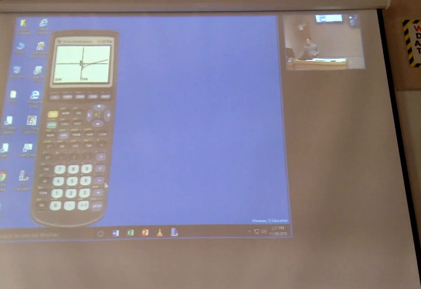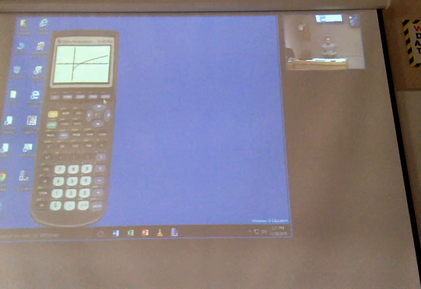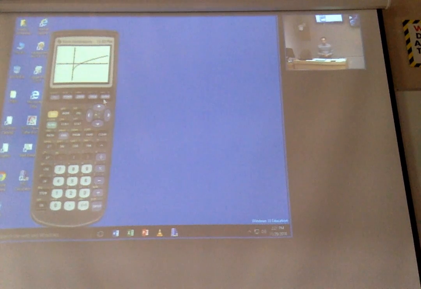So I don't see 4 here, so I'm going to go and change the window. Let's change this one to 5. So this is the picture. Now, why do I need this picture? Because I have to split this integral into 2 integrals.